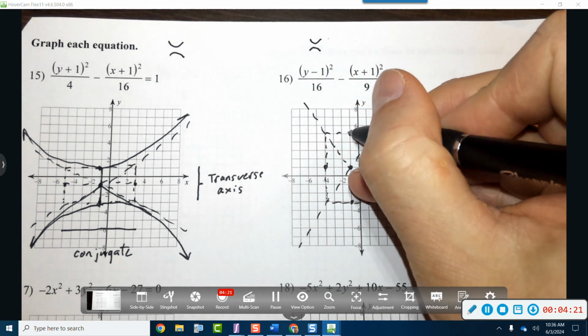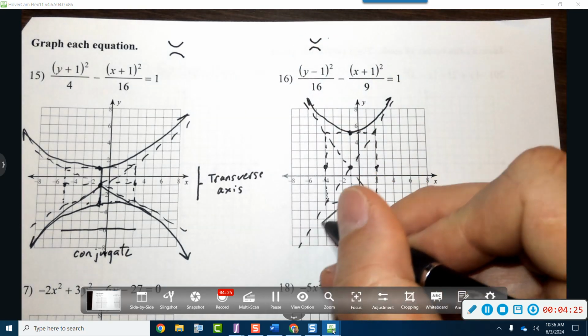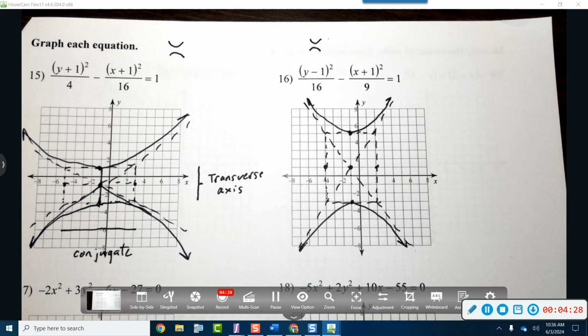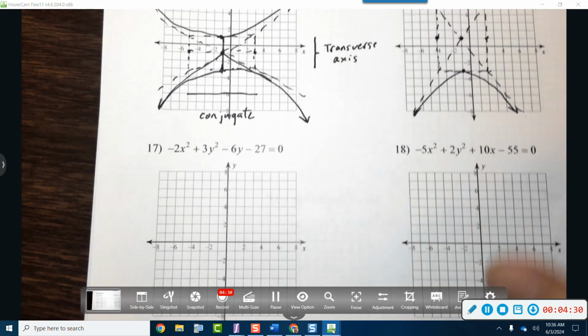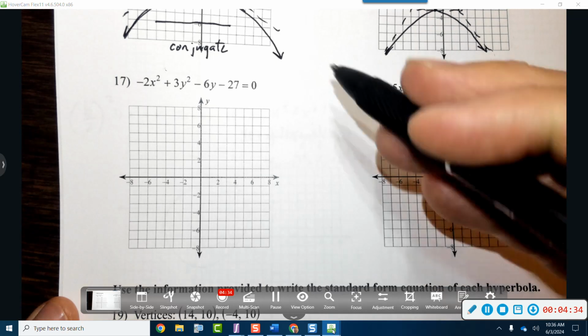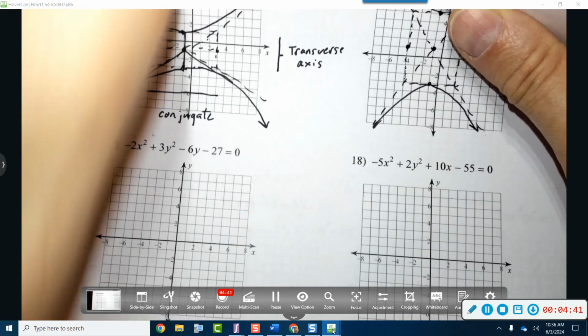All right, and I know that this guy passes just like that and just like that, and then finally here and here, okay? All right, that's that. Let's go ahead and take a look here. Looks like we still got a -x squared. Oh, man, these guys are all opening up and down. That is not cool. Not cool at all.